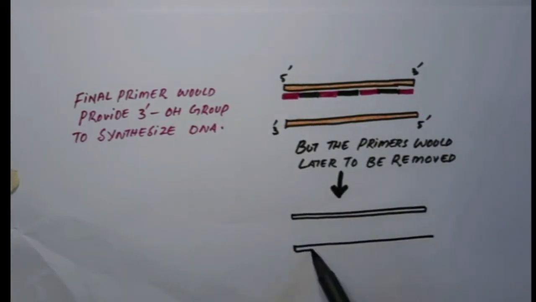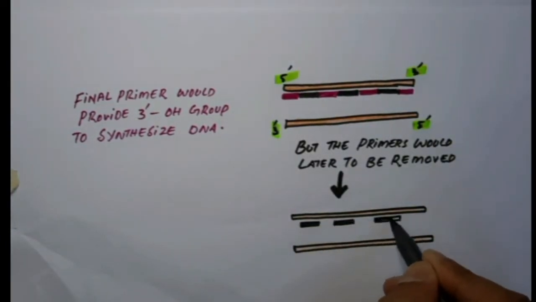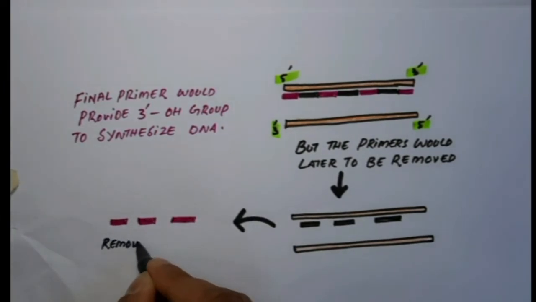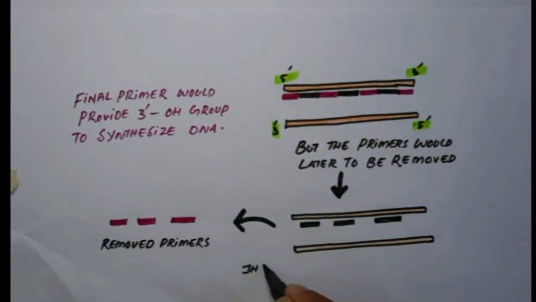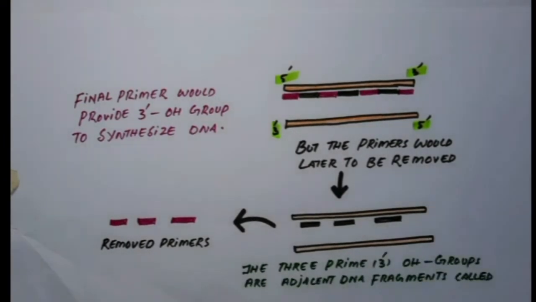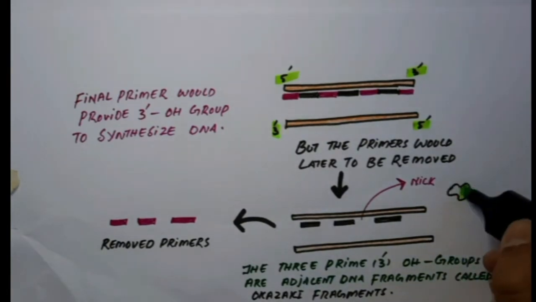As shown in the diagram below, the primers are now removed. The 3' hydroxyl groups are adjacent to the DNA fragments called Okazaki fragments. The responsibility for sealing this nick lies with the enzyme ligase.